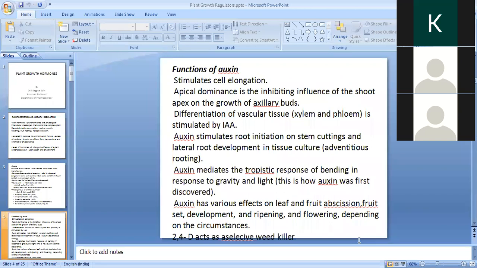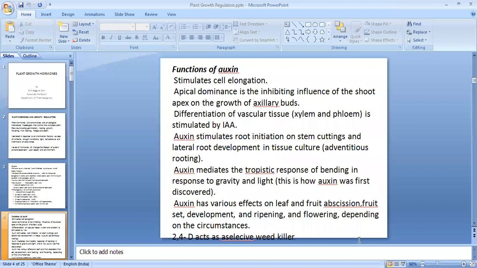So based on that, if you see the actions of the stem elongation, apical dominance, and differentiation of vascular tissue, root initiation on the stem cuttings, lateral root development. And also it produces the triple response, and it also has various effects on leaf and fruit abscission, fruit setting, development of ripening, flowering, etc. And apart from that, as I already told you, 2,4-D is a selective weed killer.